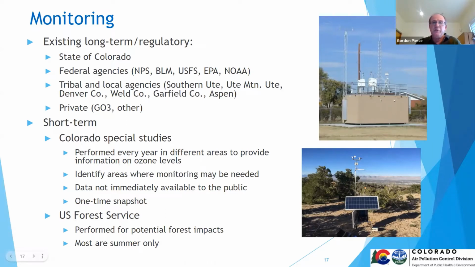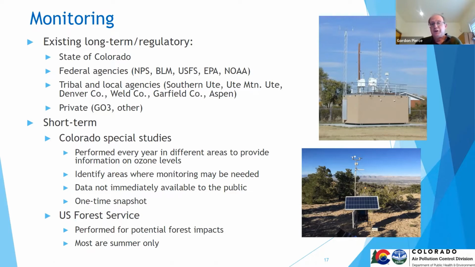This still, when you consider the number of monitors, and we're trying to cover an area of over 100,000 square miles and a population of about 5.8 million, it does get pretty limited as far as the coverage. And we do see a need for more monitors for public information and for forecasting.